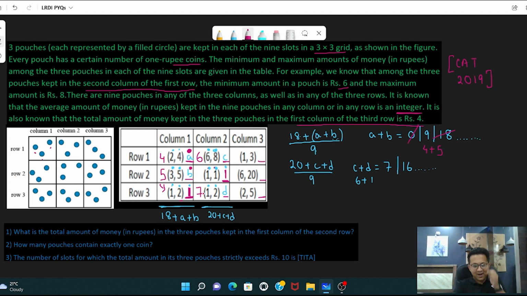I hope you are understanding this well. It was quite an easy set. Now if you get up till here, it seems to be an easy set. Let's create some space, and let's have the third column.